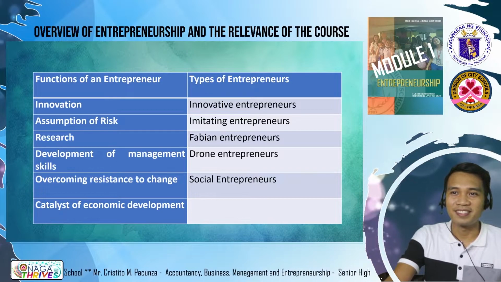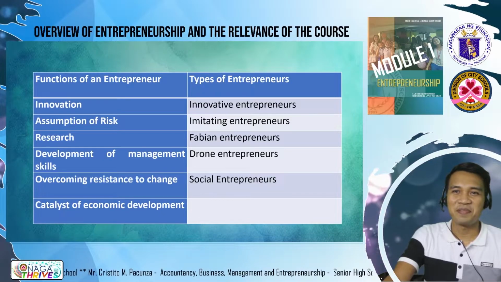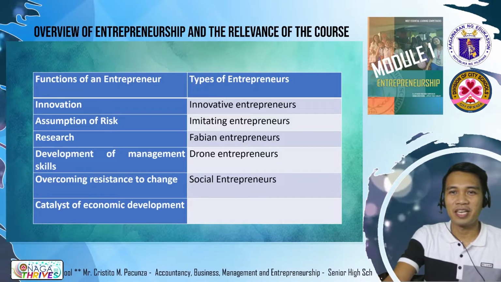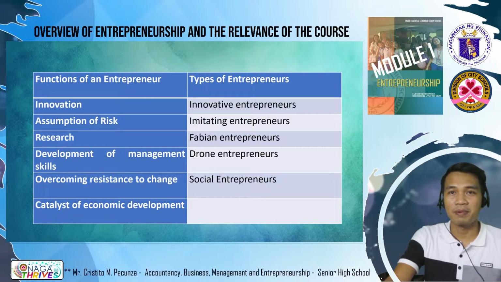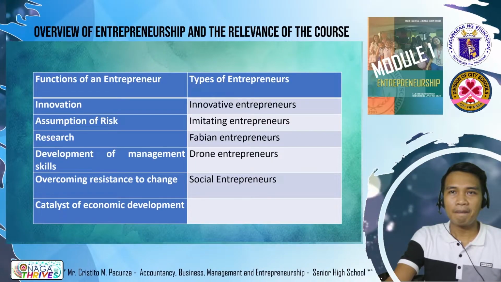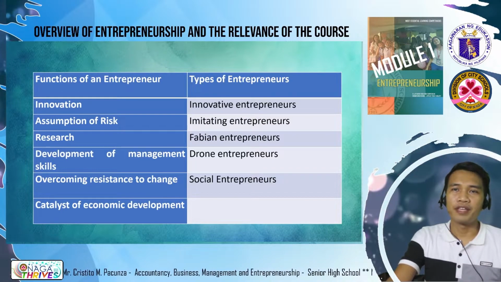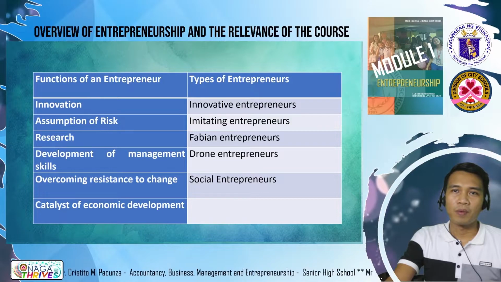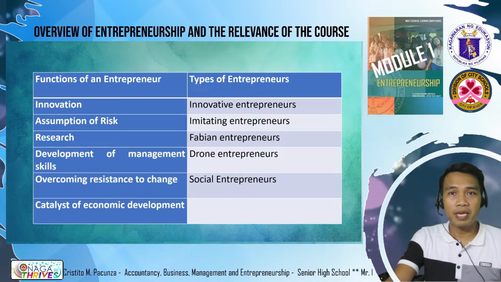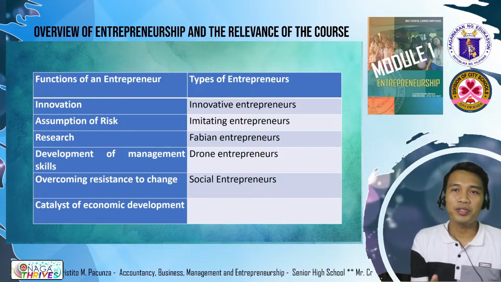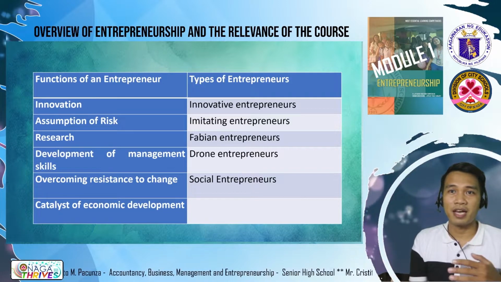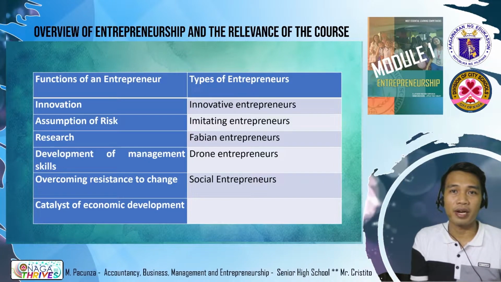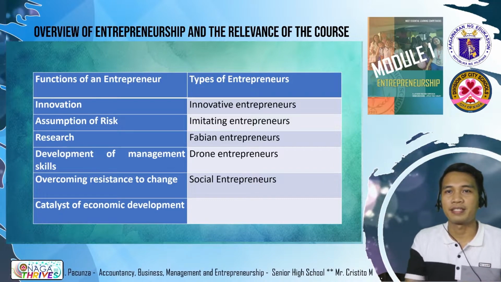What do you want in the future? So you have to think about it and understand the functions and the types of entrepreneurs. After knowing all of this, what will be the career opportunities for you in the future? Say, for example, as entrepreneurship graduates or ABM student graduates.